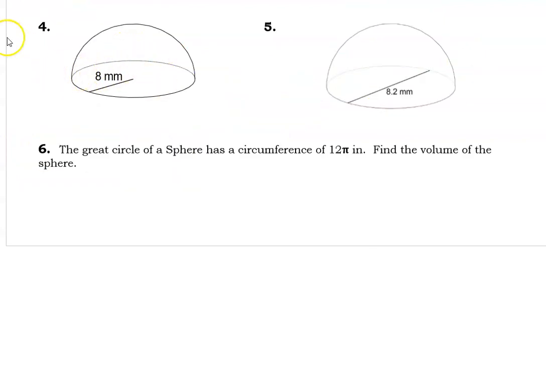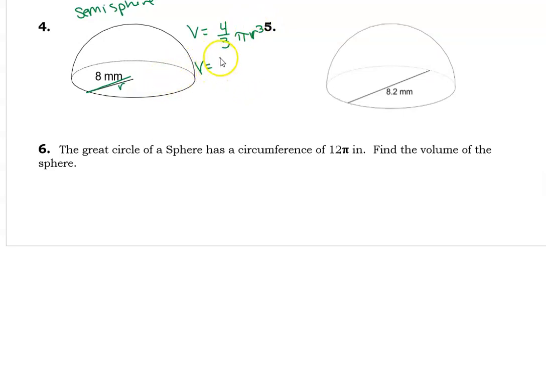For number 4, this is a semi-sphere, or half a sphere. So when I find the volume of the total sphere, to find the volume of the semi-sphere, I just need to cut it in half. So let's do that. Here's my radius, or my r. So volume is equal to 4/3 pi r cubed.